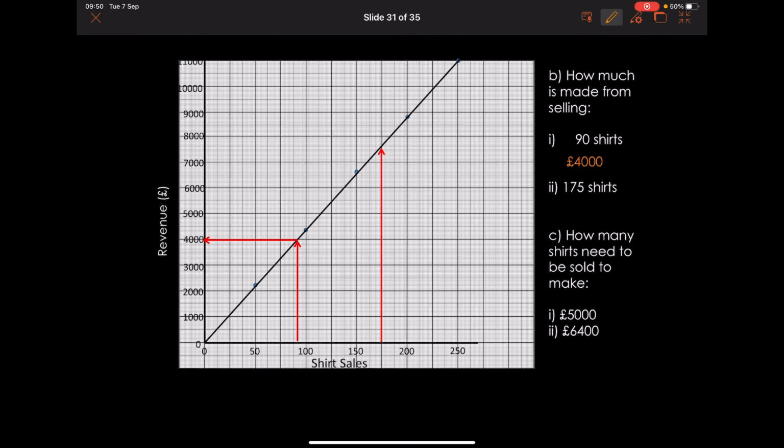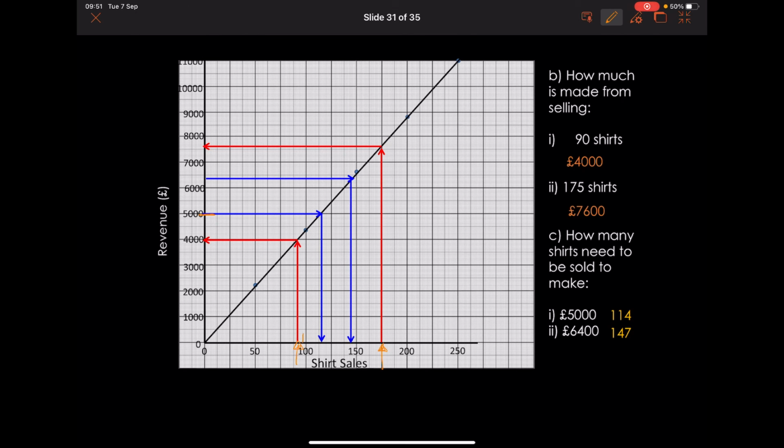175 shirts. £7,600. Okay, so just make sure you're getting the correct section on your graph. This one probably could have come over a little bit more, but anyway. How many shirts need to be sold to make £5,000? So we're going to start on the £5,000 mark this time, go across and go down, and you need to sell 114 shirts. And then to make £6,400, we go across to the line and down, giving us around about 147 shirts to sell.